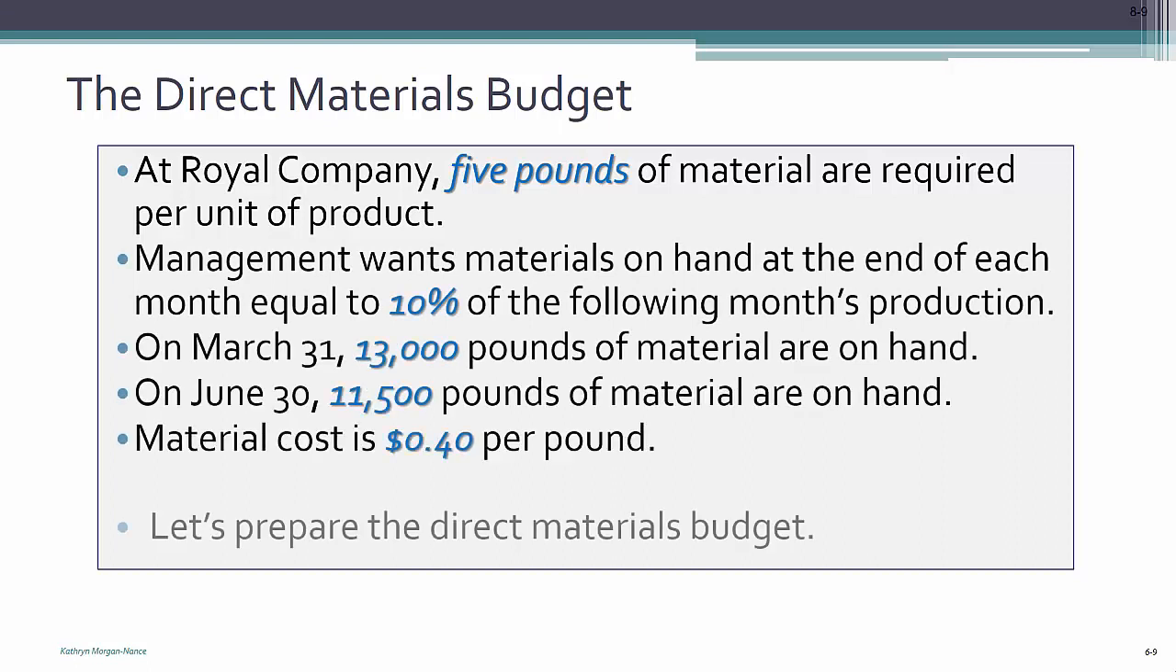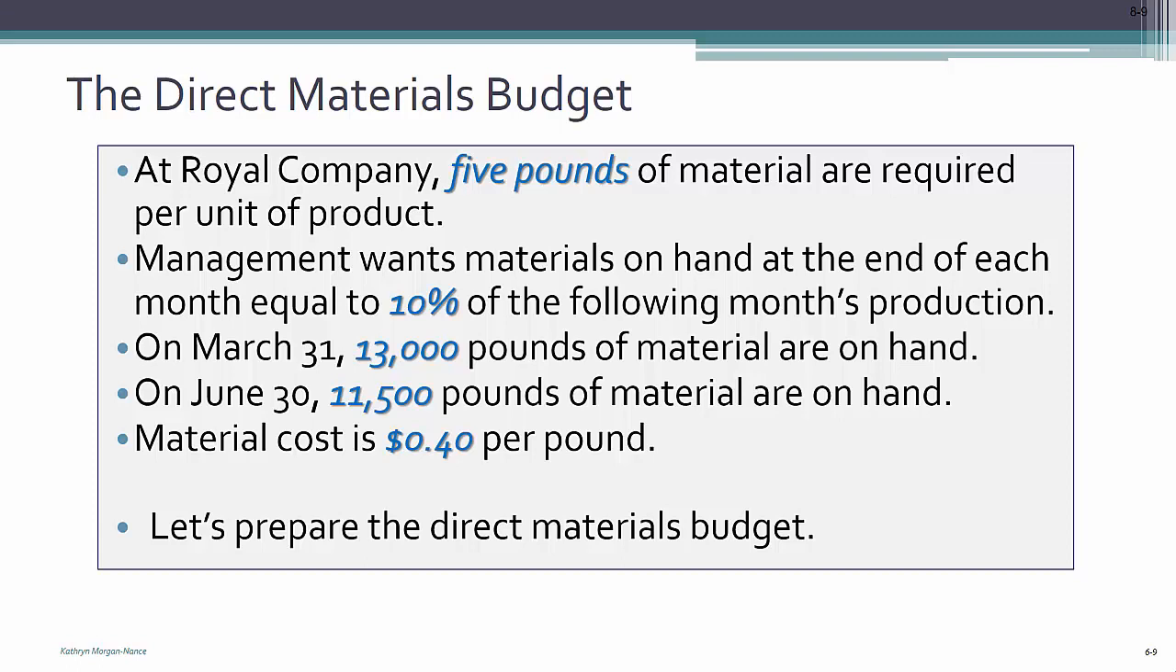The direct materials budget is a bit more complicated because we have units produced and we have to turn those into the quantity of raw materials needed to support production. In this case, assume each good unit of output requires 5 pounds of direct material. Management doesn't want to run out of direct materials, so a policy has been established that materials on hand at the end of the month must be equal to 10% of the following month's production needs.